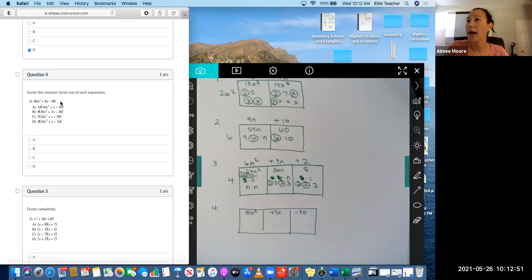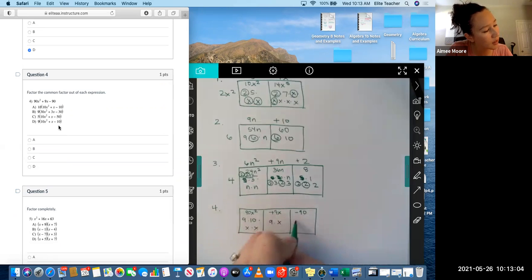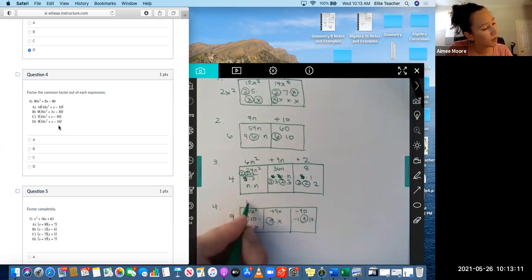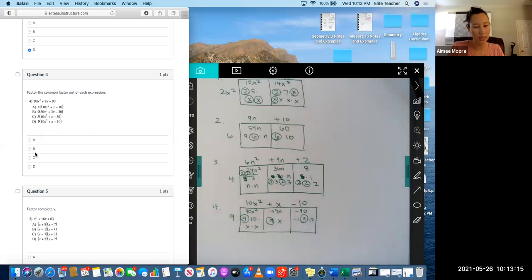Okay, so someone sent it to me and they said the answer was D, and yes, that is correct. So let me show you how we get D. 9 times 10, x times x, 9 times x, negative 1 times 9 times 10. So they all have a 9. And then we are left with 10x squared plus x minus 10, which is D.